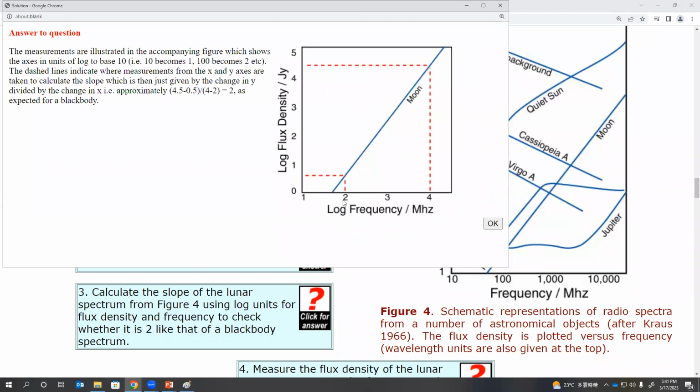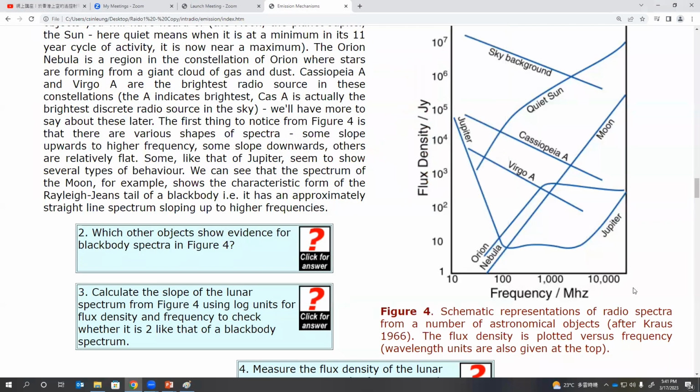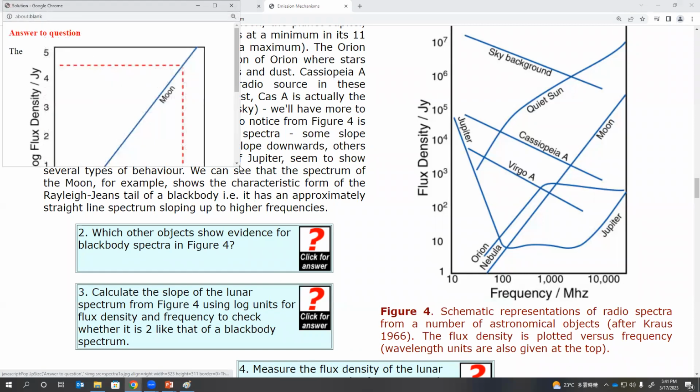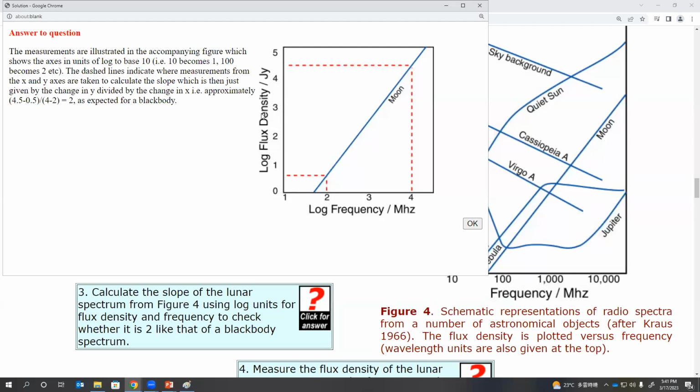And now this is the log plot for the flux density against the frequency, and we will get this straight line. And bear in mind that originally here is 10, 100, 1,000, and 10,000, right? If you take log, 10 becomes 1, and this is 2, this is 3, and 4, after you take the log scale. And that's why this part will become this form, and similarly for the y-axis.